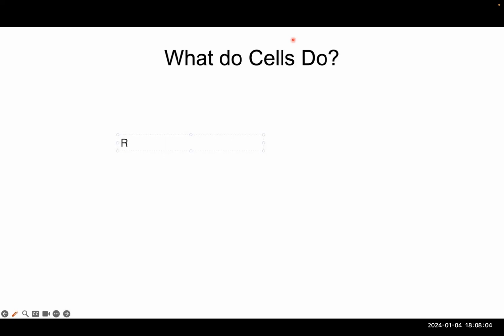Okay, so cells are able to reproduce. Cells are able to make energy from food, or maybe just make energy for the cell to use. Some cells can make energy from light. So that's why I didn't want to write food, or from other sources.